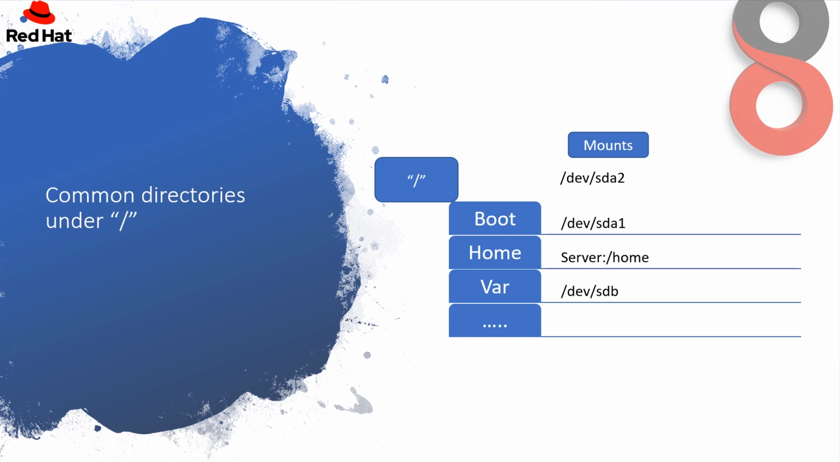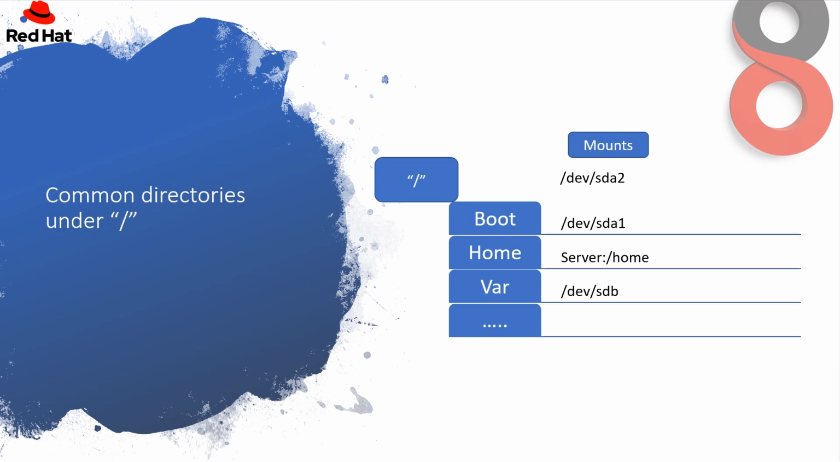Very often the boot directory is split off and is on its own disk device like /dev/sda1, and the home directory might even be on a remote server like an NFS server, so it will be mounted from server:/home. And the var directory, well, you get the idea, maybe on a different device as well, maybe a dedicated hard disk like /dev/sdb.